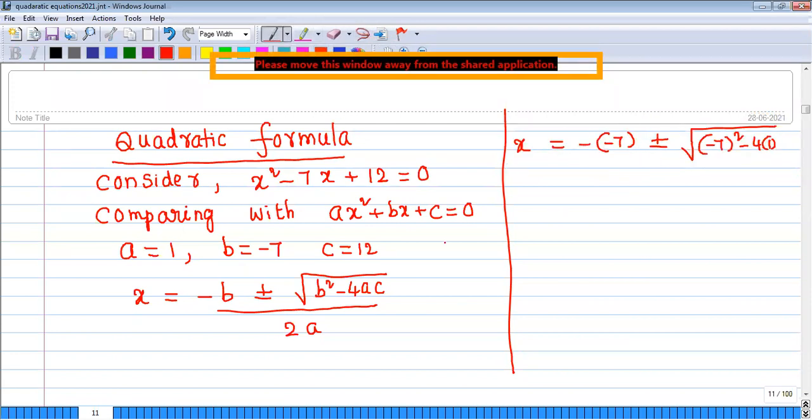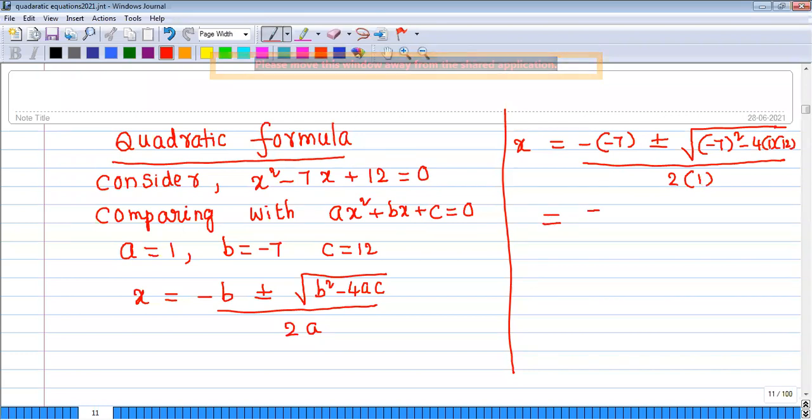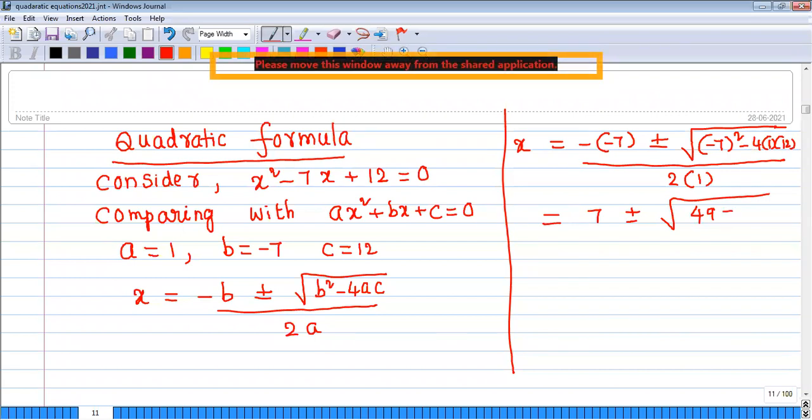Here 4 into a, which is 1, into c. c means 12, whole by 2a. 2a means 2 into a, which is 1. See, minus into minus is 7, plus or minus root of minus 7 square is also 49. So 4 into 12 is 48, 49 minus 48, upon 2 into 1, which is 2.